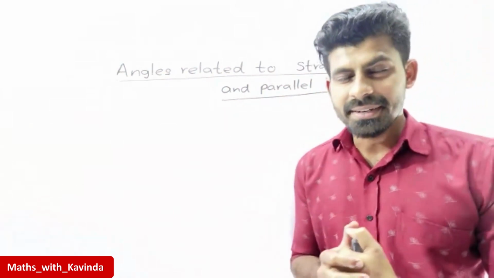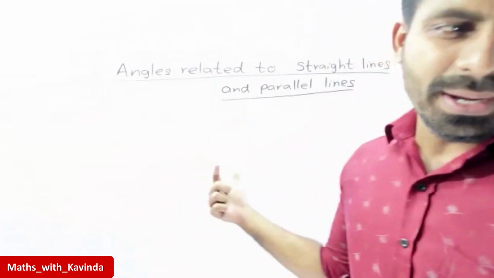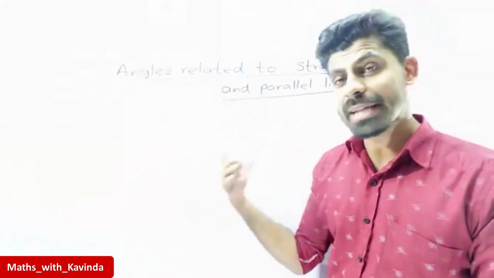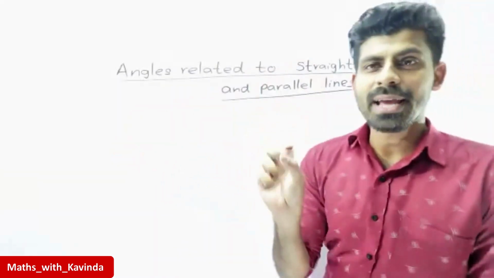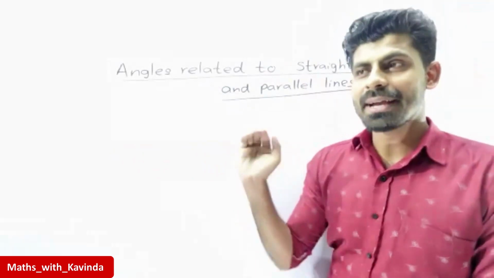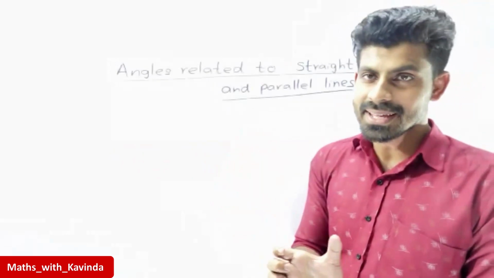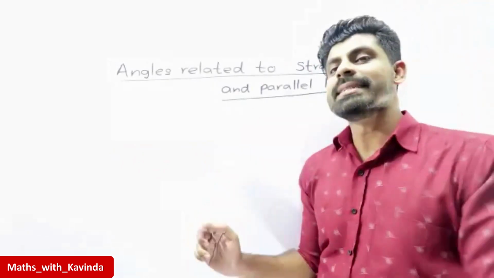All right, my dear grade 9 students. This is the 8th lesson of your part 1 book, that means syllabus. Angles related to straight lines and parallel lines. Without wasting time, I'm quickly moving to the lesson.